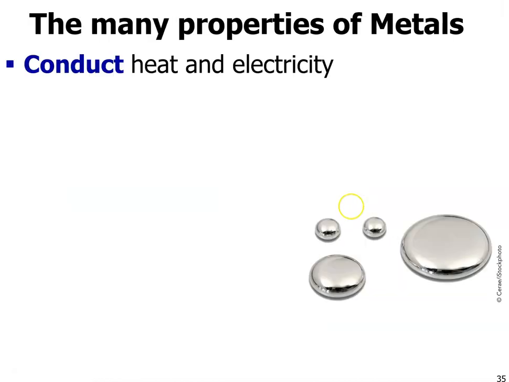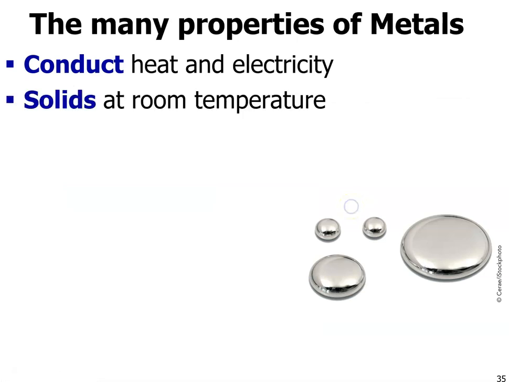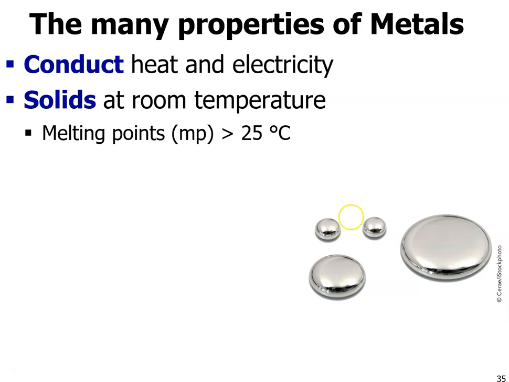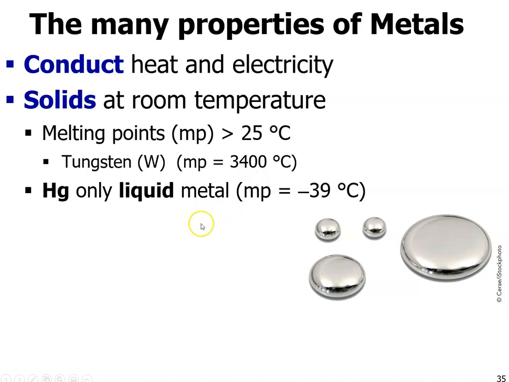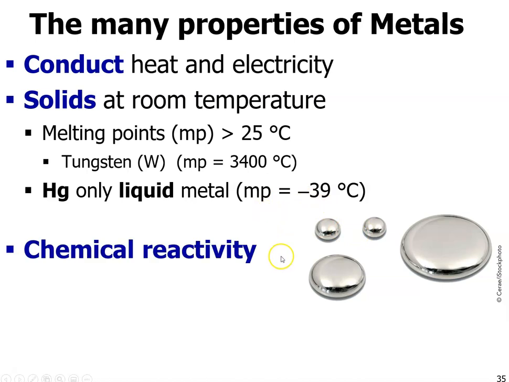Properties of metals: they conduct heat and electricity. They're typically solid at room temperature with melting points over 25 degrees Celsius. An example is tungsten, where the melting point's 3,400 degrees Celsius. Mercury is the only liquid metal, the melting point's below freezing, actually. So that's still, even at 0 degrees, it's liquid, which is pretty interesting and unique.